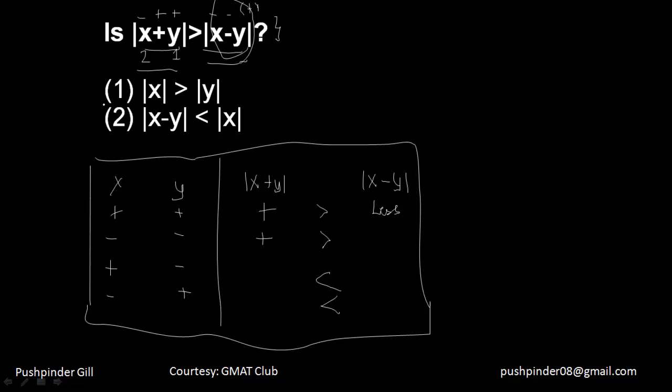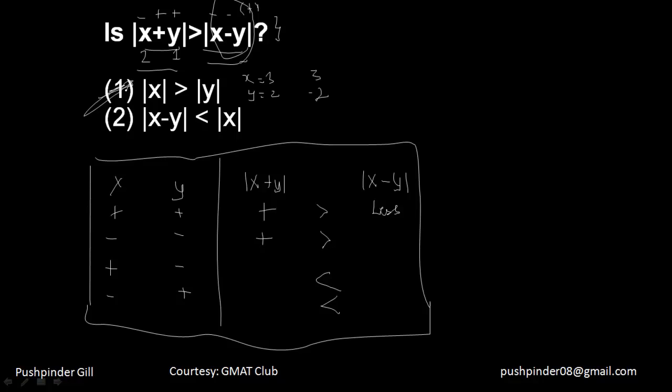Now statement 1 says that modulus of x is greater than modulus of y. If modulus of x is greater than modulus of y, x can be 3 and y can be 2, or x can be 3 and y can be negative 2. Still this would hold true, but I'll get two different scenarios where I have this sign and that sign. That means statement 1 is not sufficient, isn't it? So I can disprove it very easily with numbers.